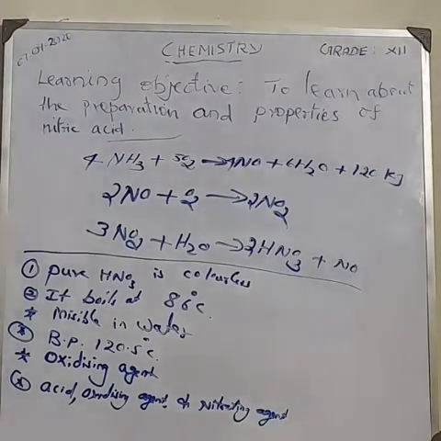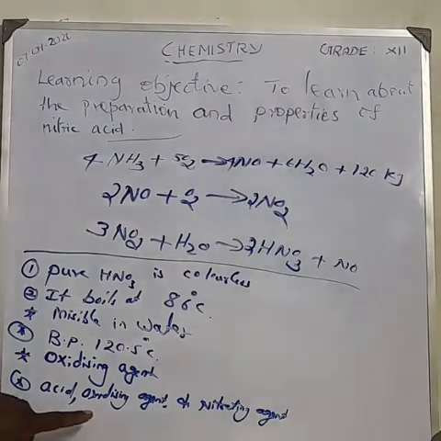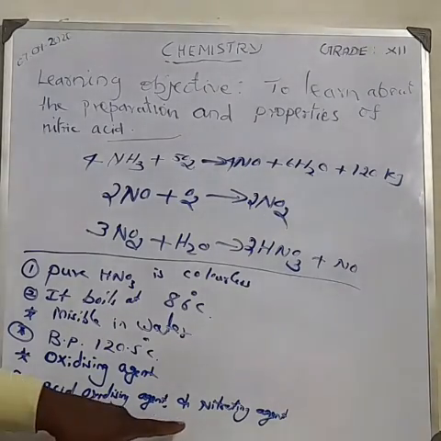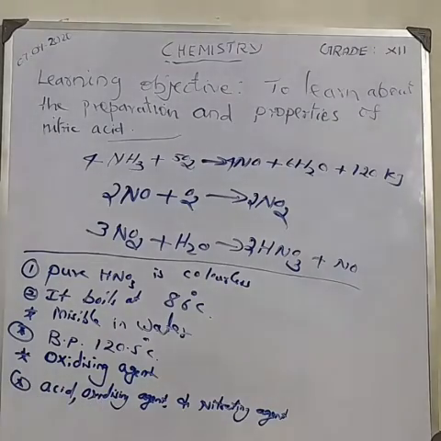At least you should learn 5 points. First point, what about the physical properties of nitric acid? Pure nitric acid is colorless. It boils at 80 to 86 degrees Celsius. It is miscible in water. The boiling point is about 120.5 degrees Celsius. It acts as a very good oxidizing agent. Nitric acid can act as an acid. Very important point: nitric acid can act as an acid, oxidizing agent, and also nitrating agent.